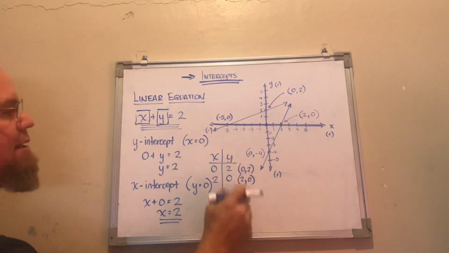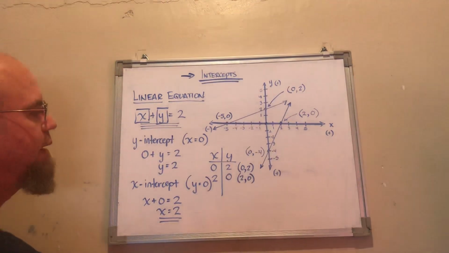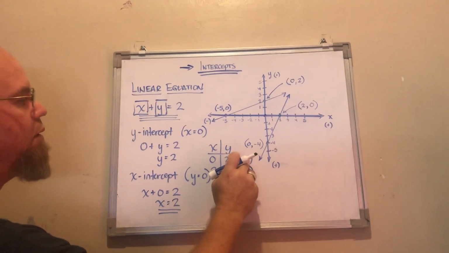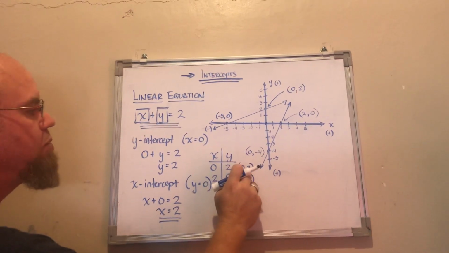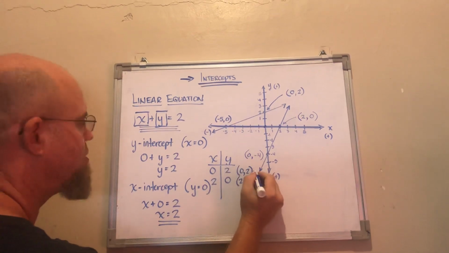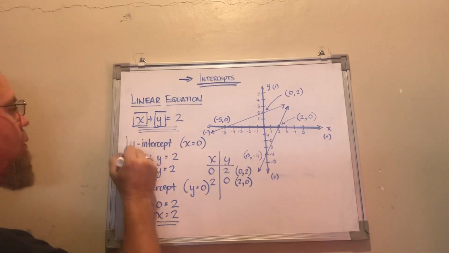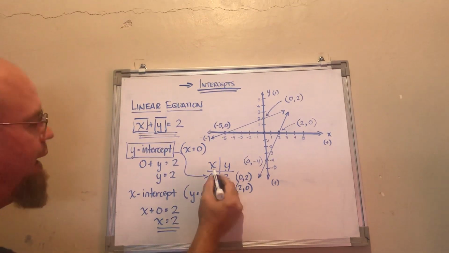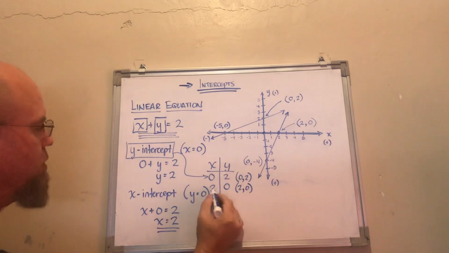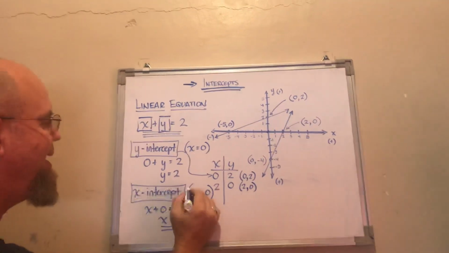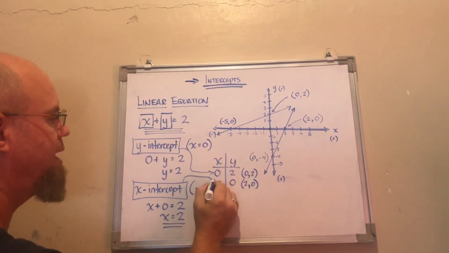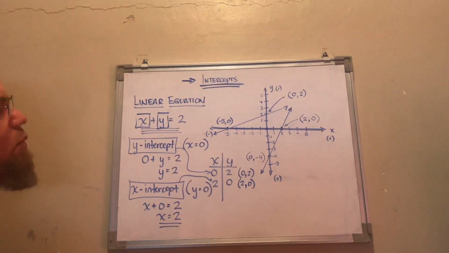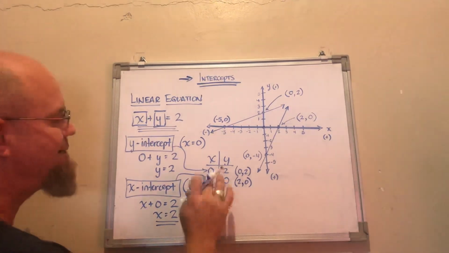And each one of these is an intercept. Okay? So this (0, 2), when x equals 0 and y equals 2, that is our y-intercept. And our x-intercept is where y equals 0. So our x-intercept is the point (2, 0). Well, let's look at what that looks like. All right? So let's take these 2 points.